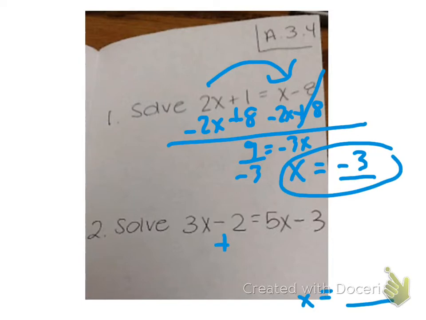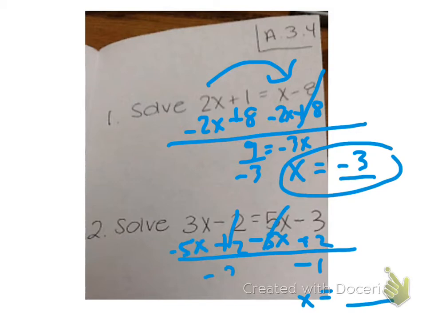Same thing here. We're going to put all the numbers on one side, all the x's on the other side. So we have -1, -2x equals, divide by -2, divide by -2, x equals 1/2.